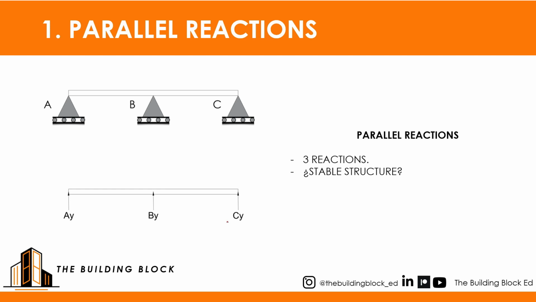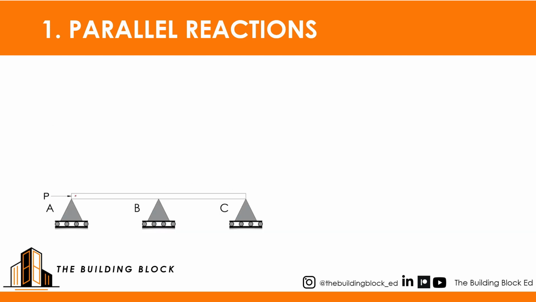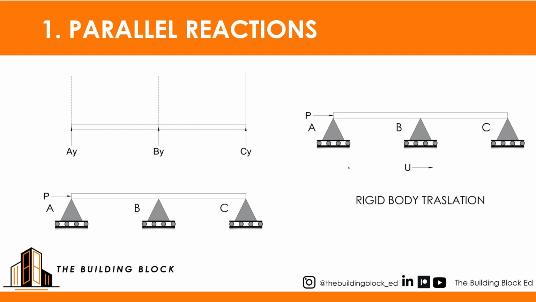Let's analyze what would happen if we applied a force in this direction. Note that this support configuration is unable to resist this force, and since it has 3 roller supports, it will roll. This makes the structure unstable. The reason for this is that all the reactions are parallel to each other. At no point do the lines of action of the forces, represented by these dashed lines, intersect.